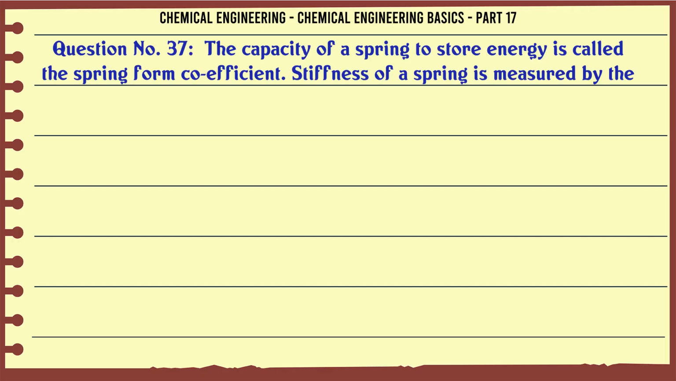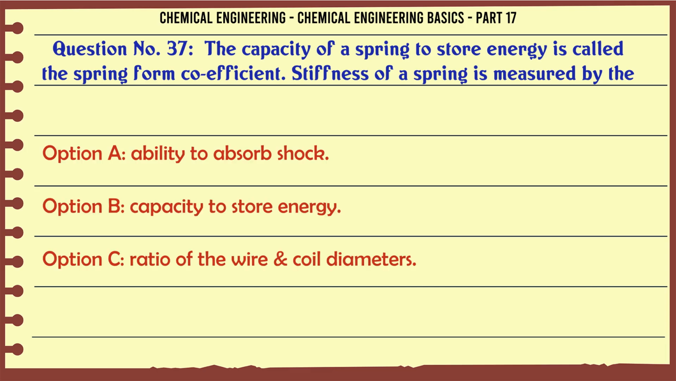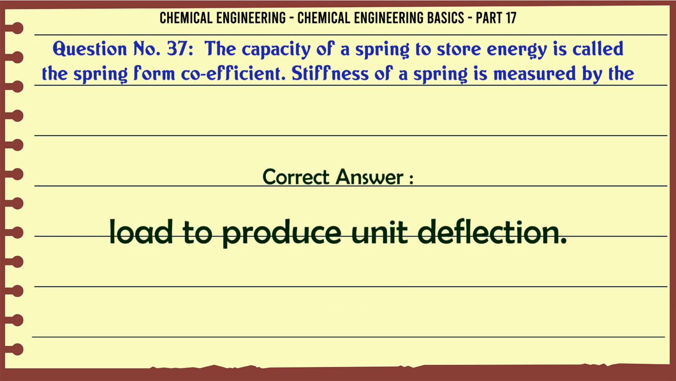The capacity of a spring to store energy is called the spring form coefficient. Stiffness of a spring is measured by the A. ability to absorb shock. B. capacity to store energy. C. ratio of the wire coil diameters. D. load to produce unit deflection. The correct answer is load to produce unit deflection.